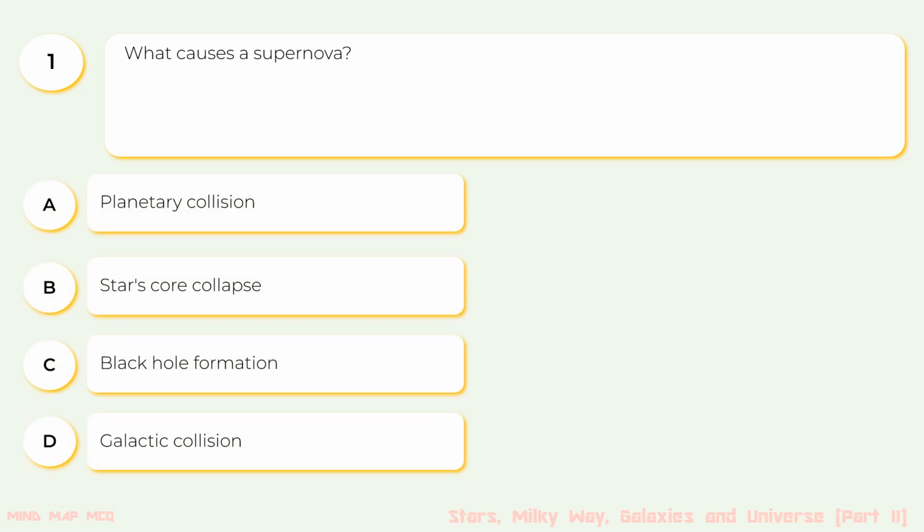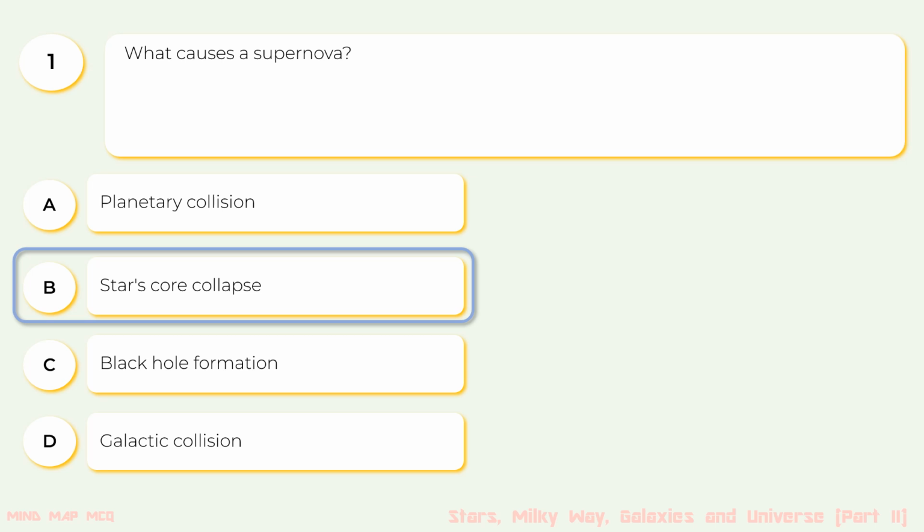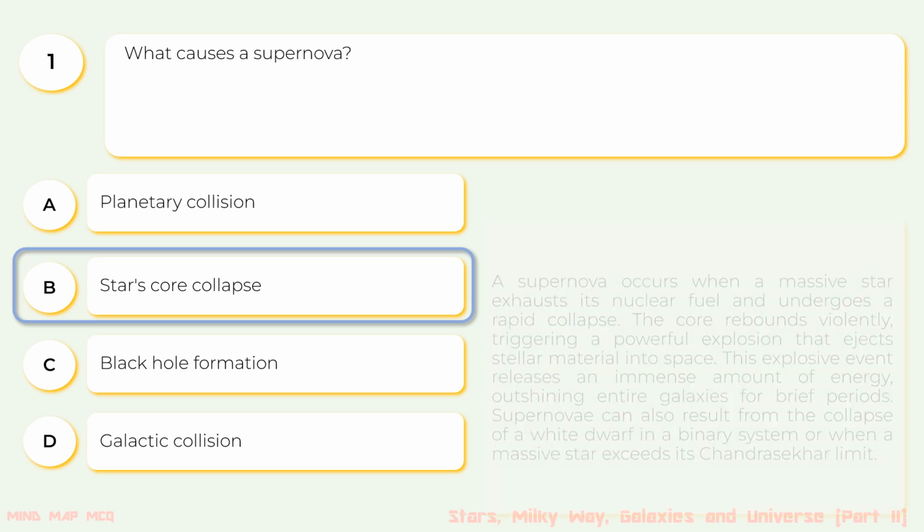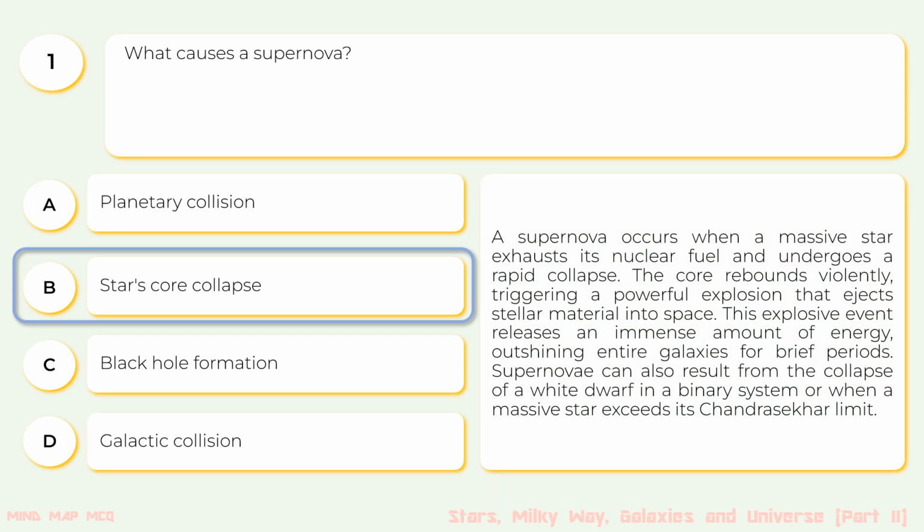1. What causes a supernova? The options are A. Planetary collision, B. Stars core collapse, C. Black hole formation, or D. Galactic collision. The correct option is B. Stars core collapse. A supernova occurs when a massive star exhausts its nuclear fuel and undergoes a rapid collapse.